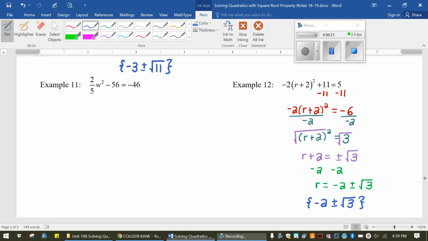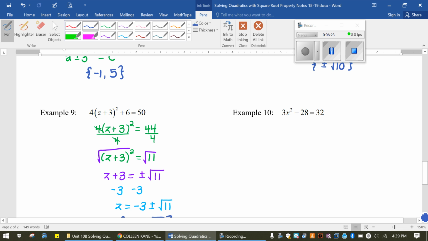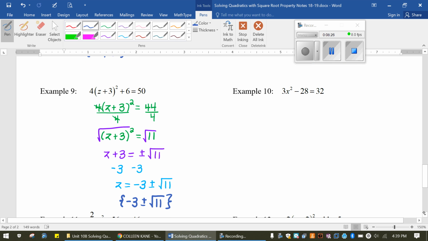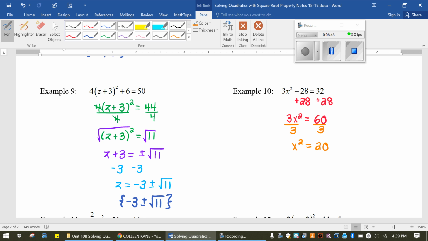We're going to move up to number 10 next. So number 10, we're going to isolate this 3x squared. So we're going to add 28 to both sides. So we've got 3x squared equals 60. Now we're going to divide both sides by 3. So x squared is 20. And then we take the square root of each side.